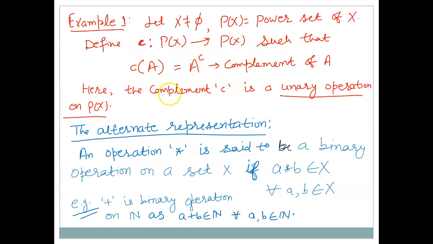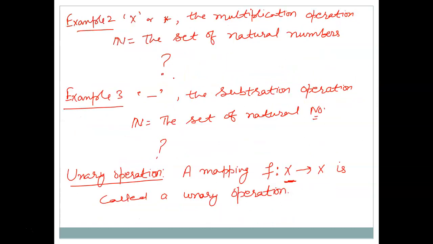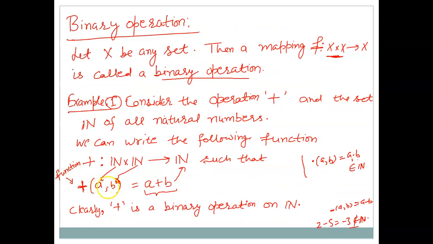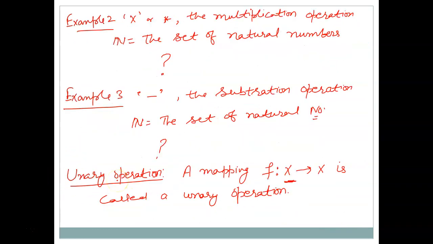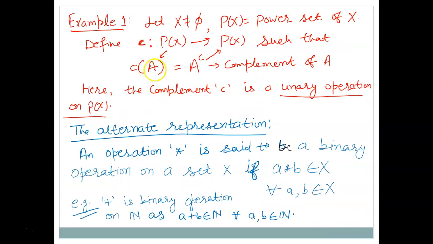Then definitely this is a unary operation, because if you take any set A from the power set and take the complement of this A, again it will be an element of Px. So therefore complement is a unary operation. It is not a binary operation. It does not require two operands. In the earlier case, a binary operation required two operands, A and B. Here we require only one operand, only one thing. So that is why it is a unary operation. So complement is a unary operation on a power set.